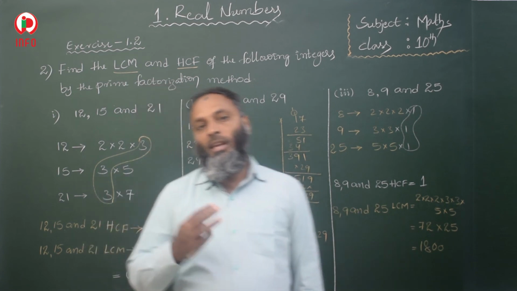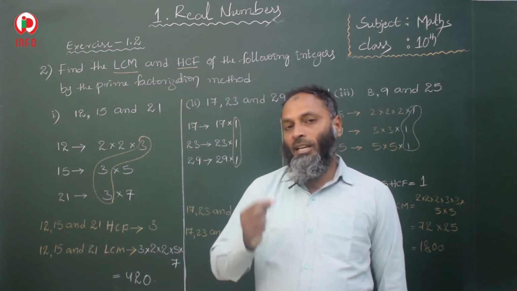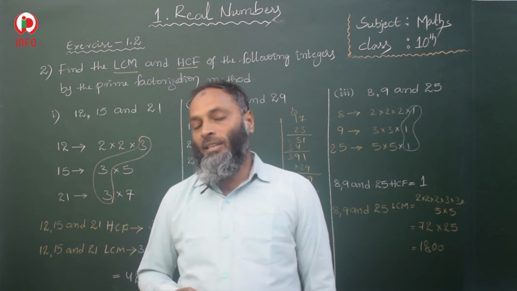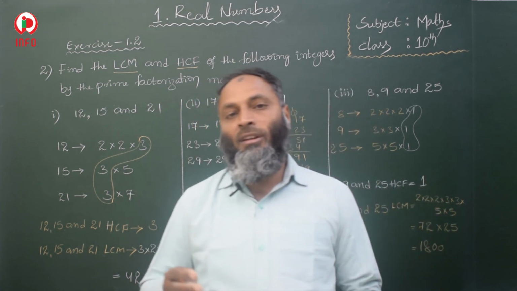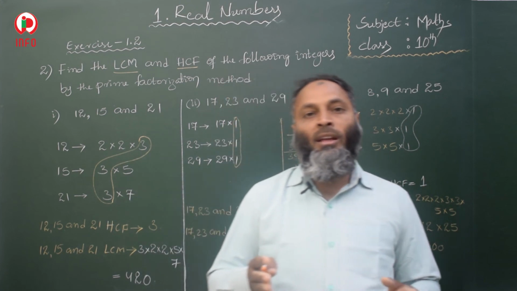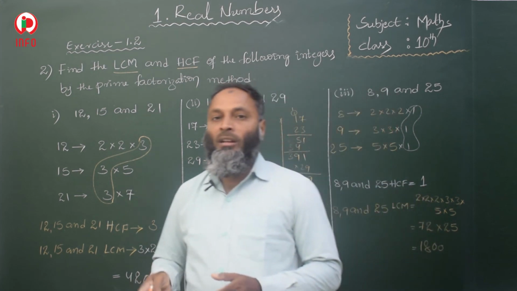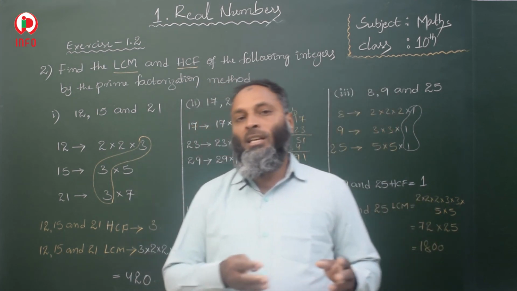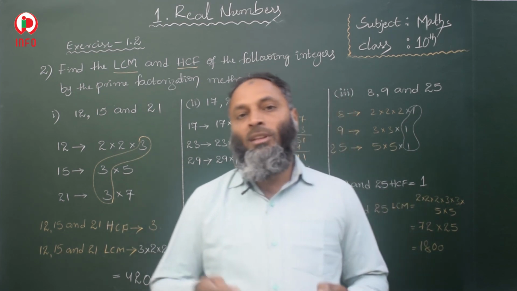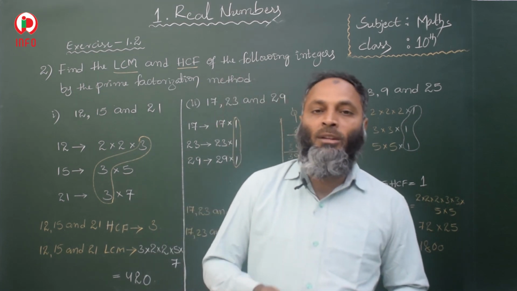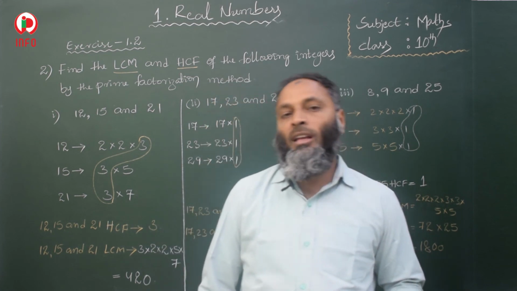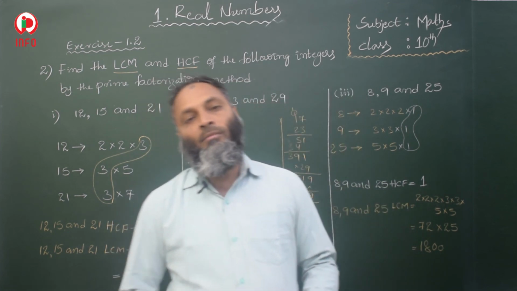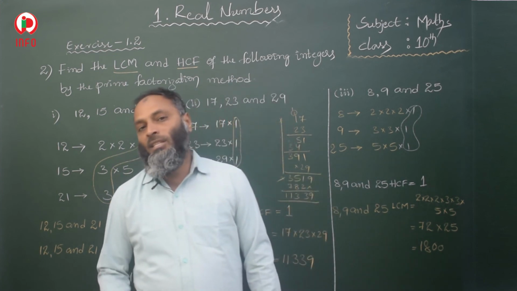Once again, what is LCM and what is HCF? HCF first. HCF means whatever number is common in all the given numbers, that is the HCF. And LCM means the common number, and whatever numbers are left, we should take. The product of all those numbers gives us the LCM.